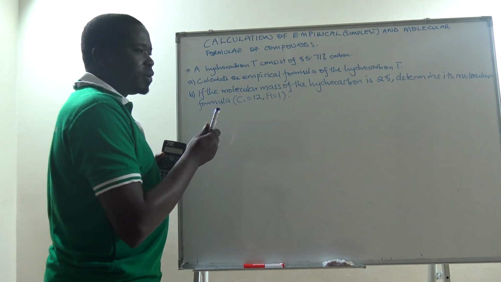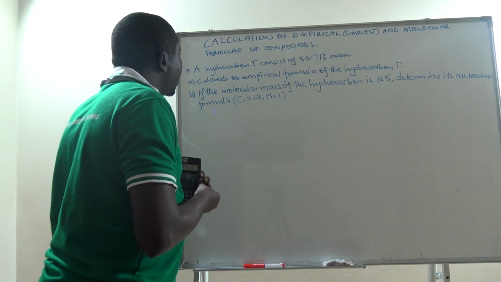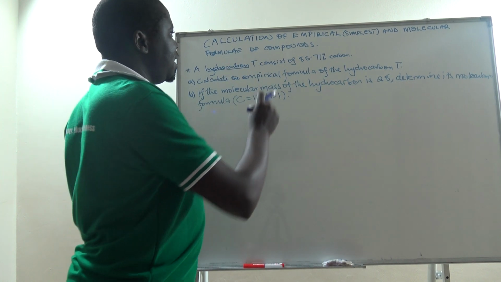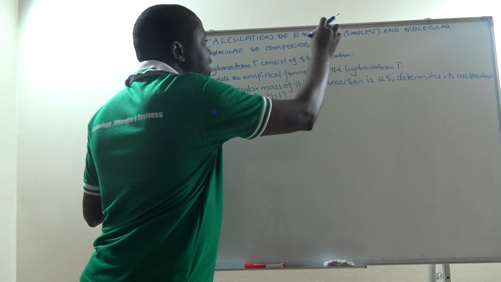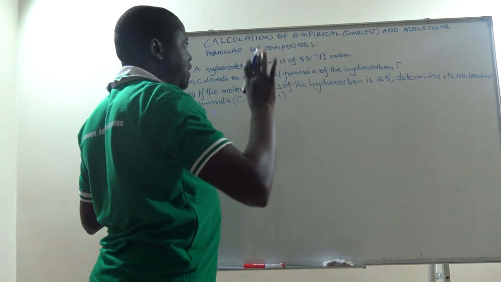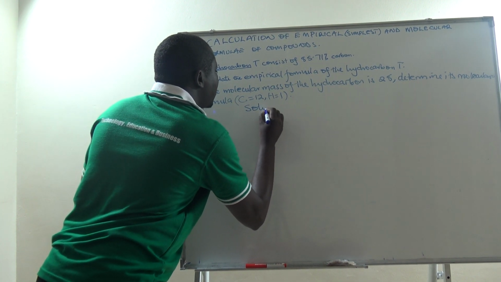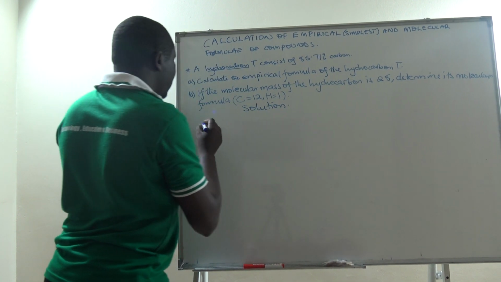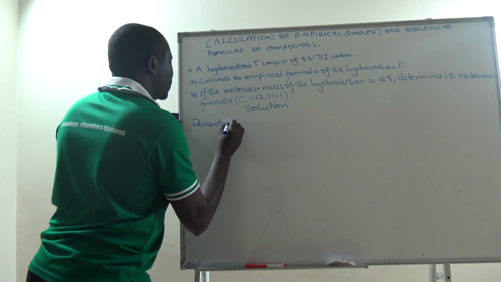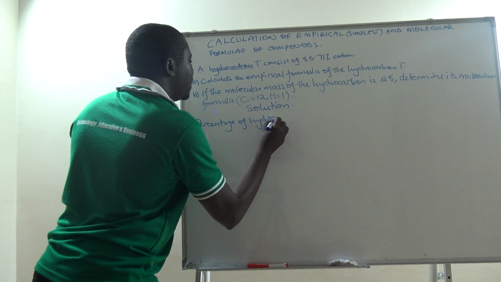Now, a hydrocarbon, we must know what it is. It is a compound that consists of carbon and hydrogen atoms only. Meaning that if 85.71% is the percentage composition by mass of carbon in this compound, that means the rest is the percentage composition by mass of hydrogen. So in our solution, the first thing we need to do is to get the percentage composition, that is the percentage of hydrogen in this compound.